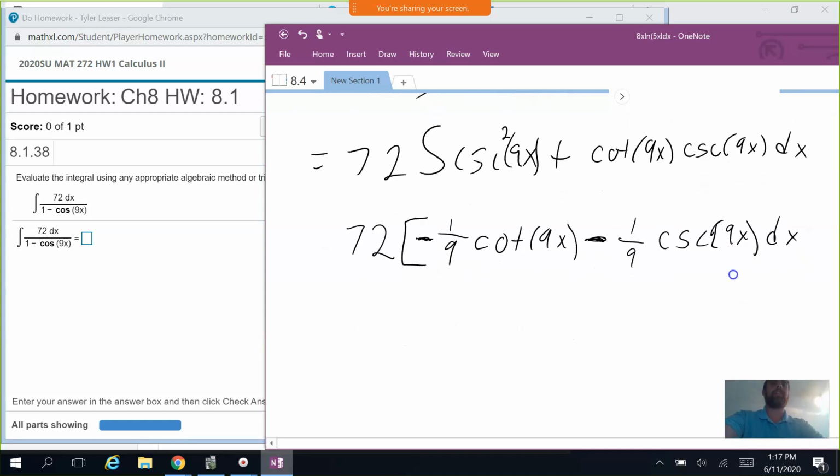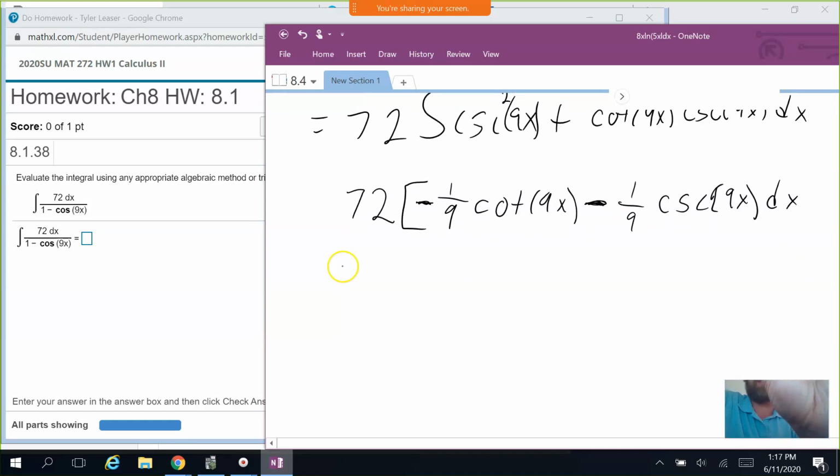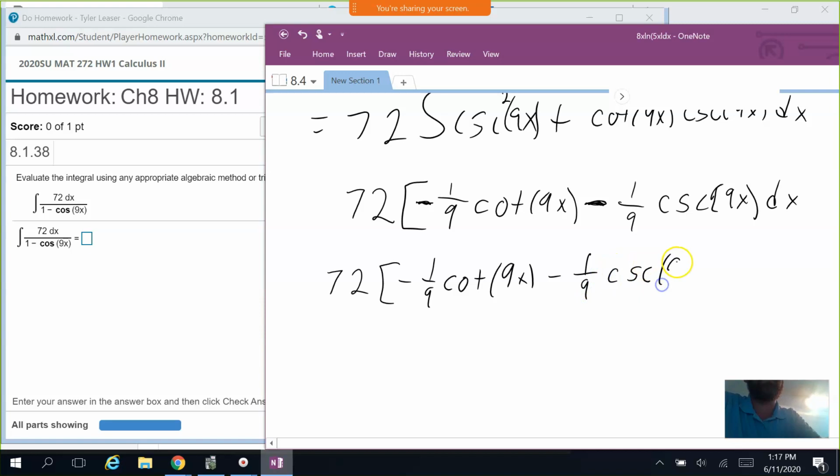I know my handwriting's pretty awful. It's really hard to write when I have my laptop open instead of in my little tablet mode. I'm copying the same thing but trying to write it a little bit neater. Oh, I don't need the dx on the end.